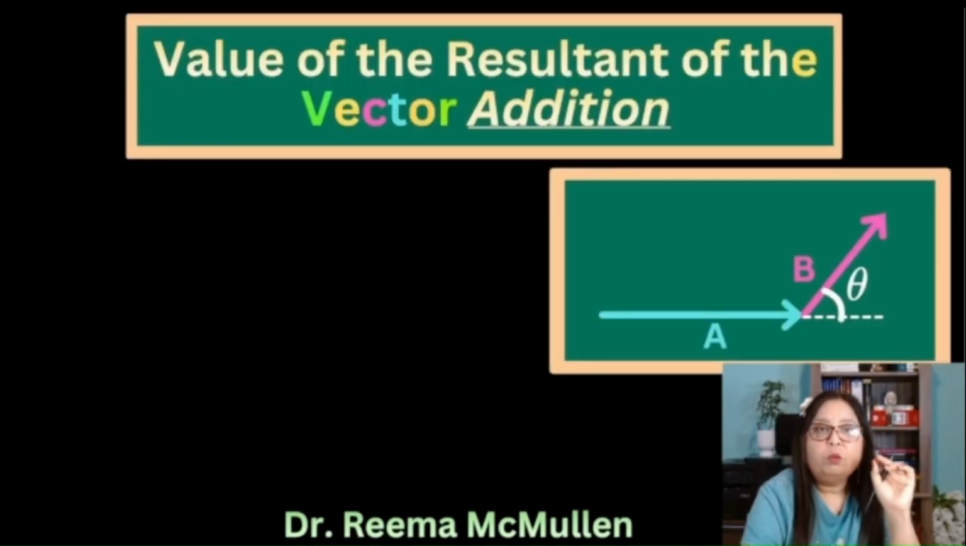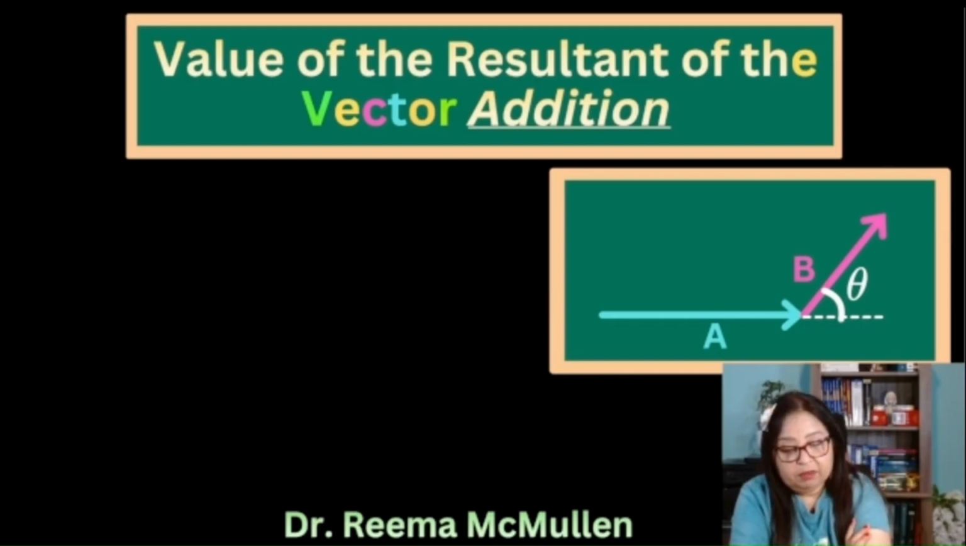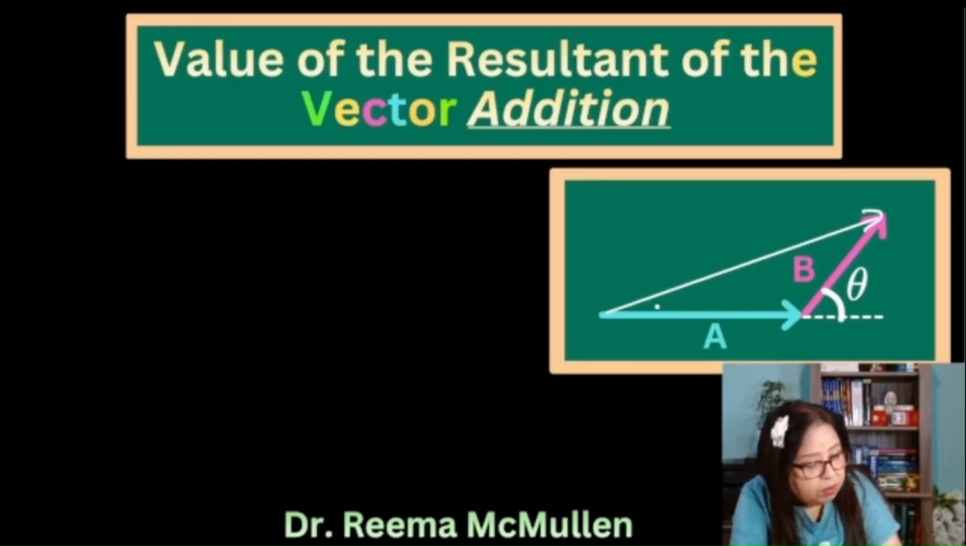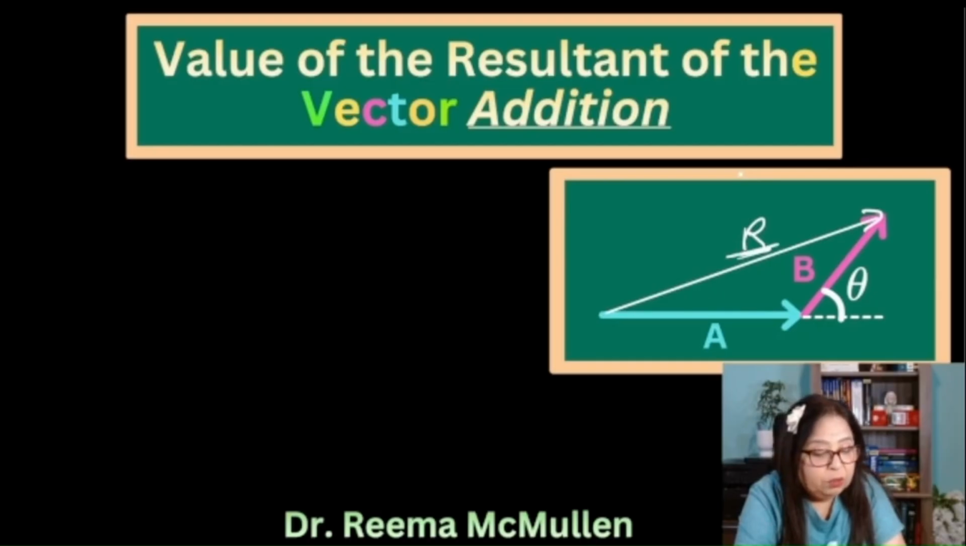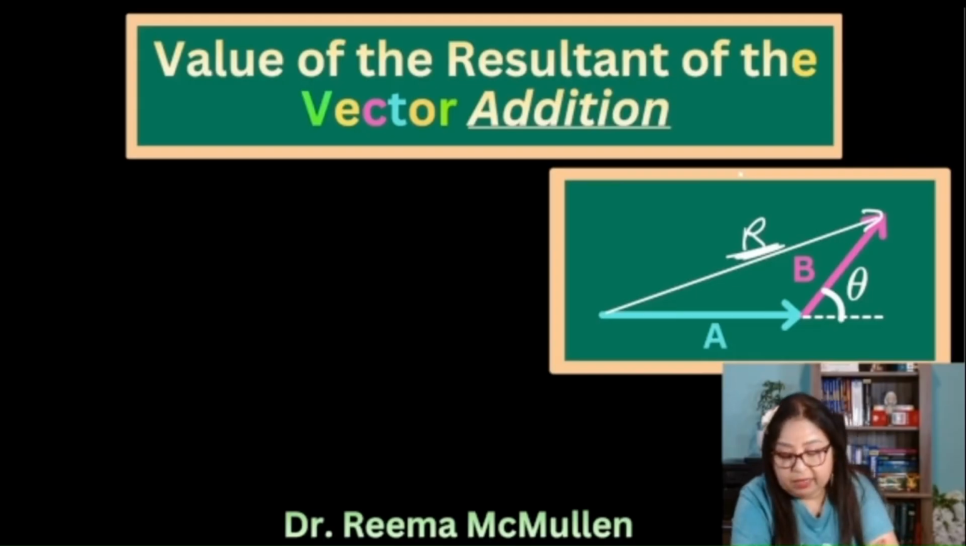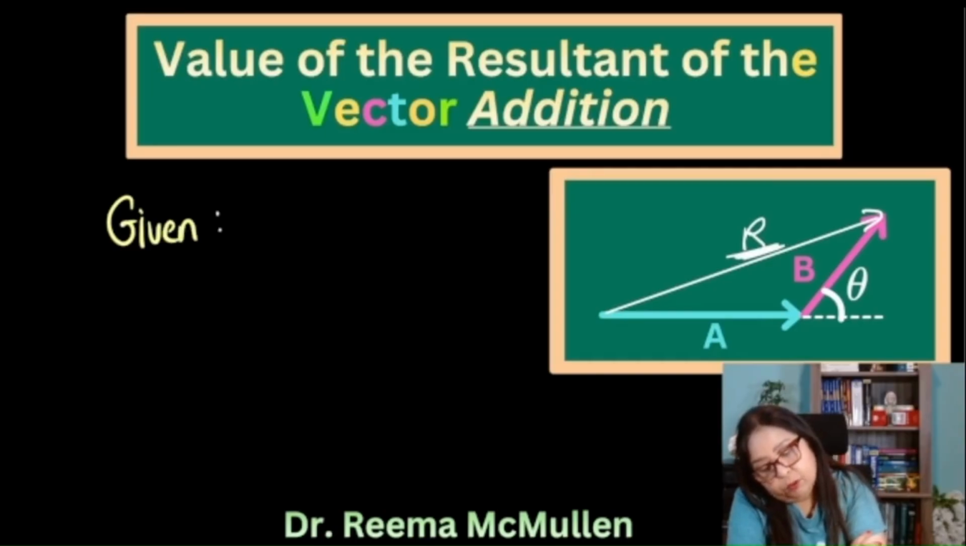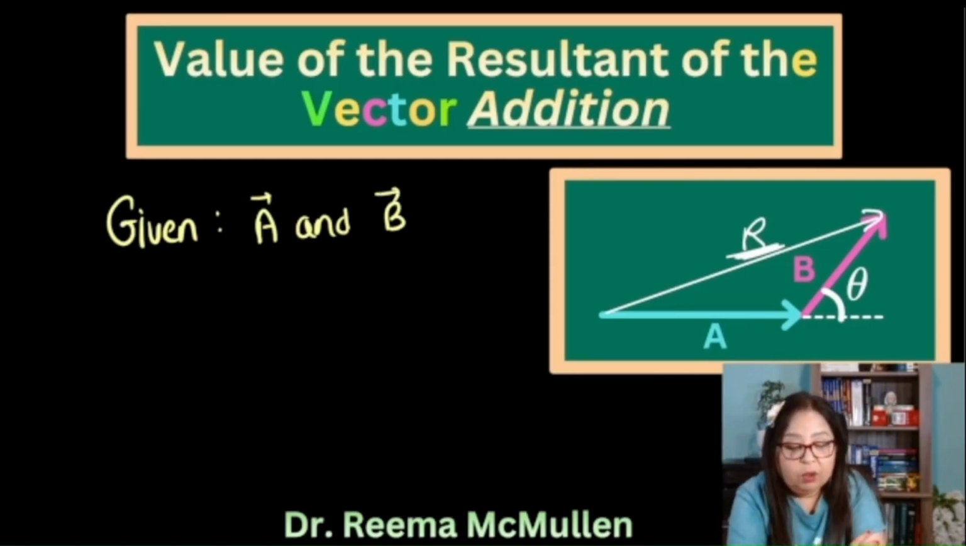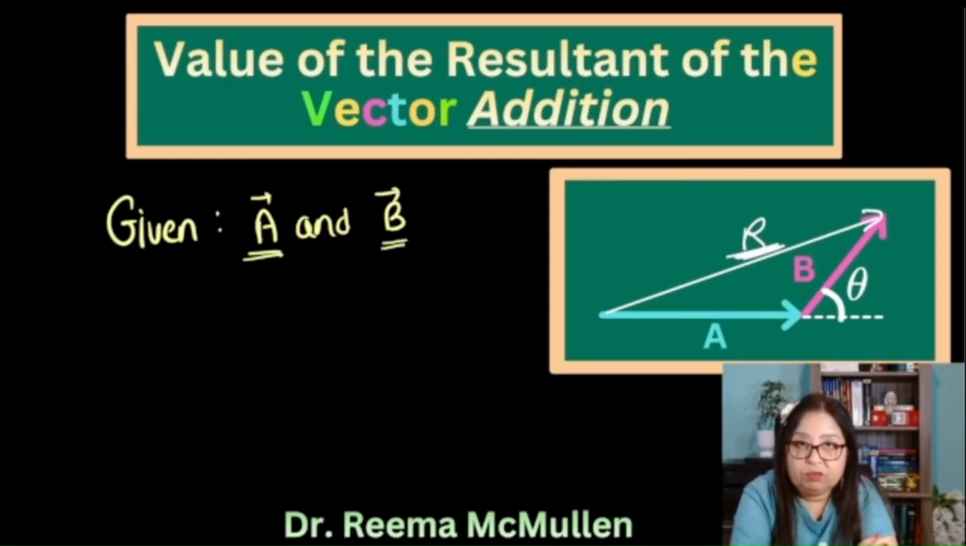We could reduce it to adding two vectors at a time and add the resultant to the next vector and so on. So here what we are going to do is find the value of the resultant of the sum of two vectors, vector A and vector B. When we add these two vectors A and B and get the resultant R, we want to find the magnitude and the direction of this resultant vector R. So let's go ahead and do that. Before we start working on it, what is given to us? We are given vector A and vector B. That means we know the magnitude and direction of these two vectors.